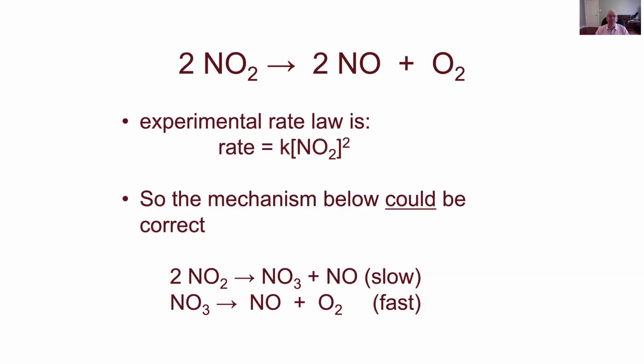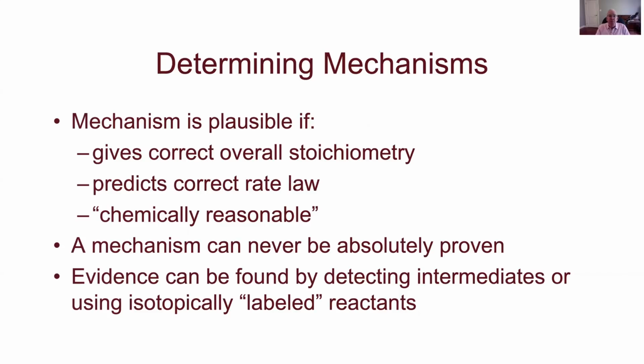Right? So if I'm working on determining a mechanism, these are the things that we would say as a summary of this, right? The mechanism is plausible, is a reasonable candidate if, number one, it has to give you the right overall stoichiometry for the reaction. If I write up a set of steps, but they don't add up to the right reaction, then they're definitely wrong, right? They can't possibly be the right thing. Number two, I want it to predict the correct rate law. And then the bottom one, which will strike some fear in some of you, is I want it to be chemically reasonable, is the phrase I chose for that.